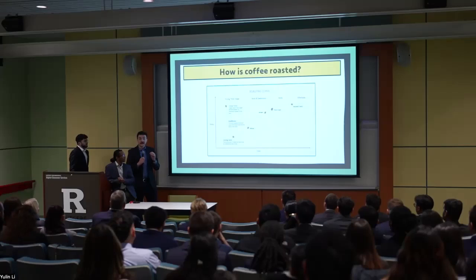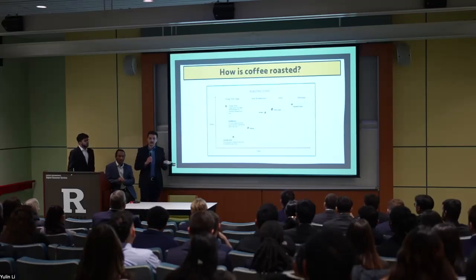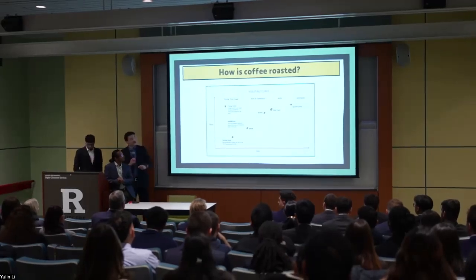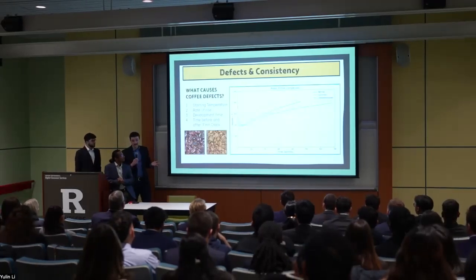This is important because after this point, a lot of the development time happens after first crack, because the bean has lost all its moisture, so it heats up very rapidly. And this is important in, next slide, defects in consistency.